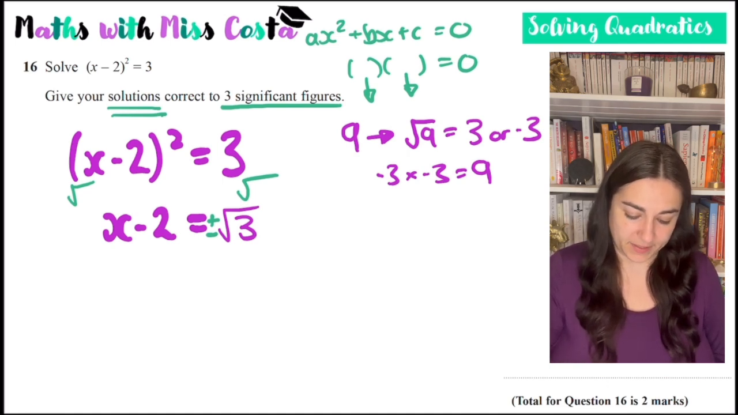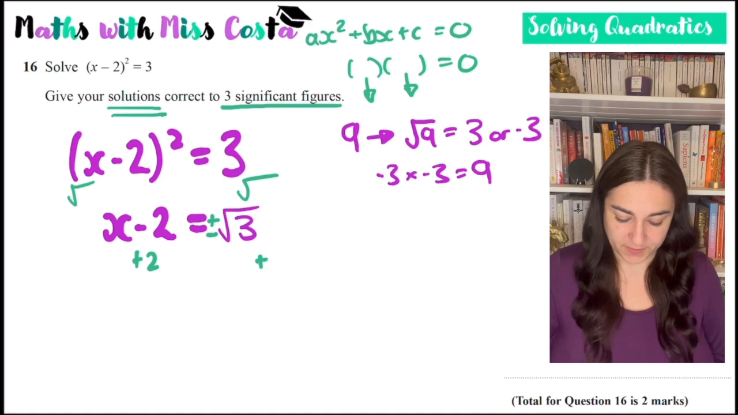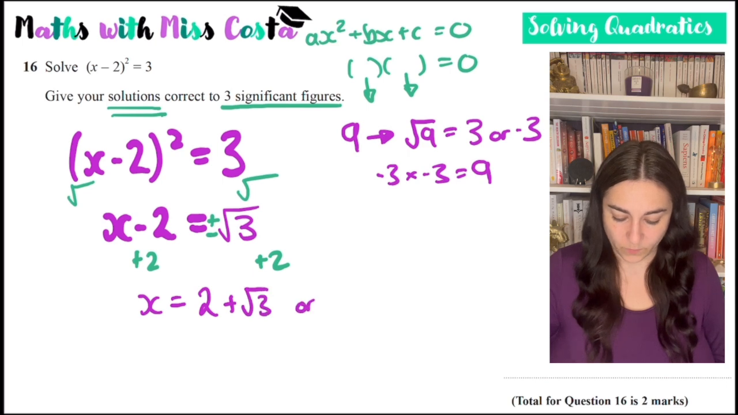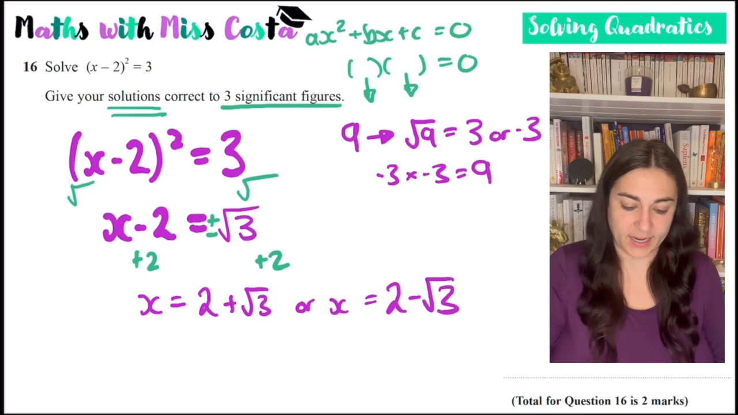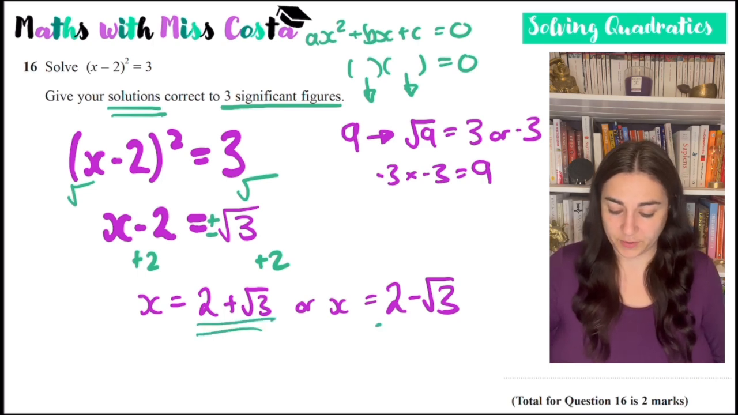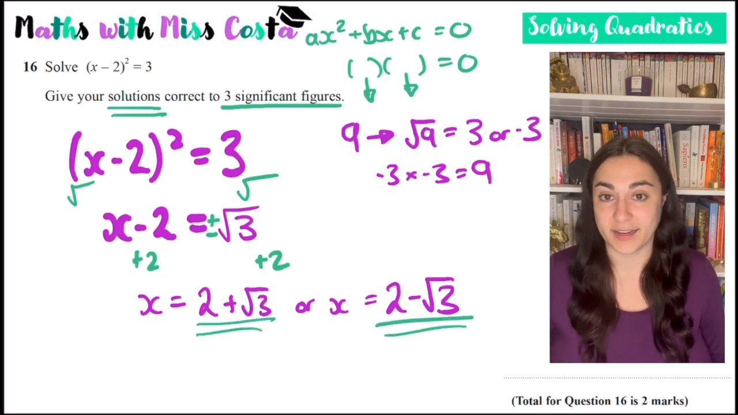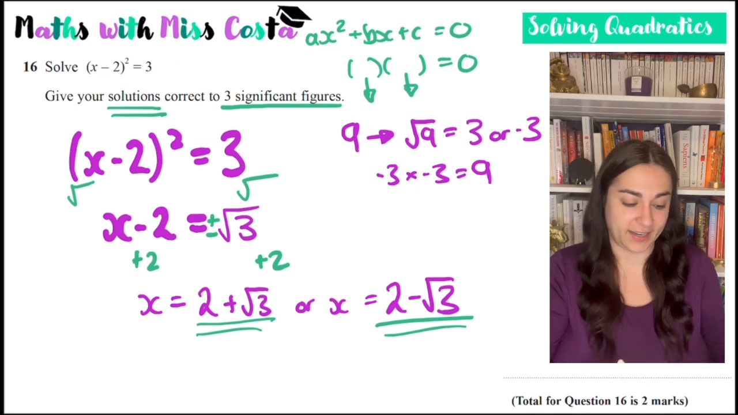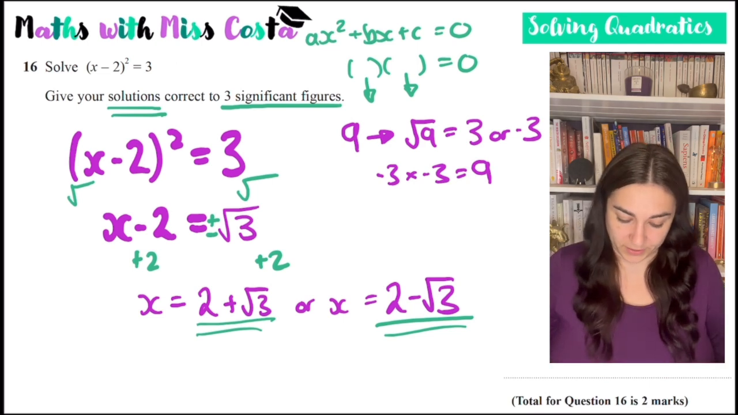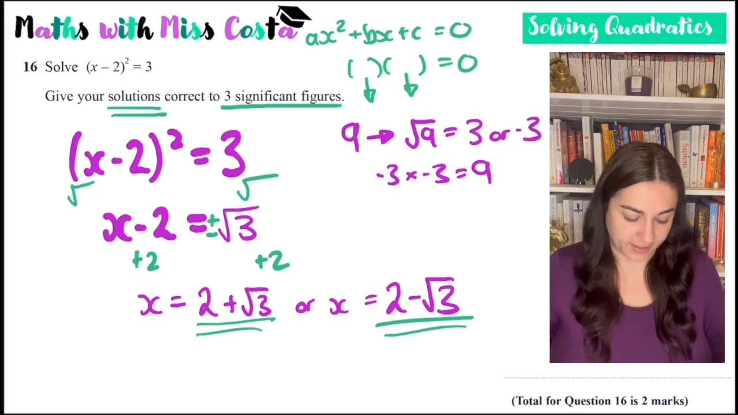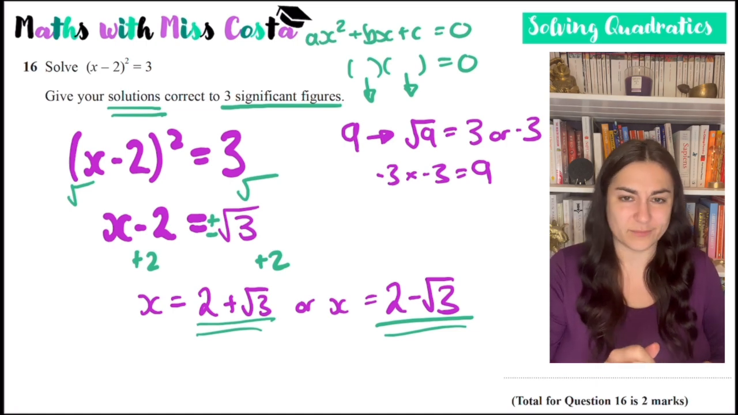And then the last bit would be to add 2 to both sides. So x equals 2 plus the square root of 3, or x equals 2 minus root 3. And those are my two solutions. You would have got there with the quadratic formula. Like I said, that's absolutely fine. This is just a slightly quicker way.